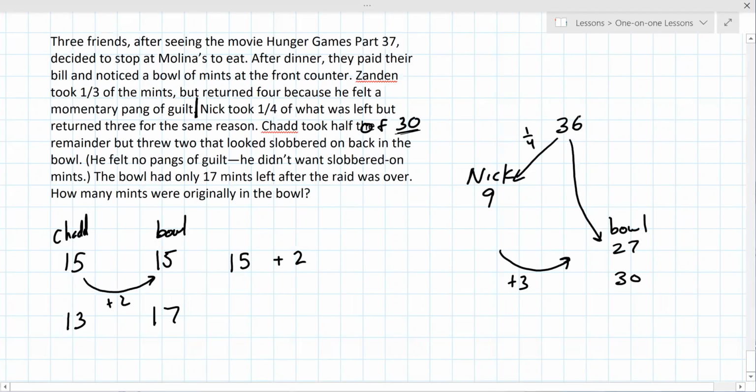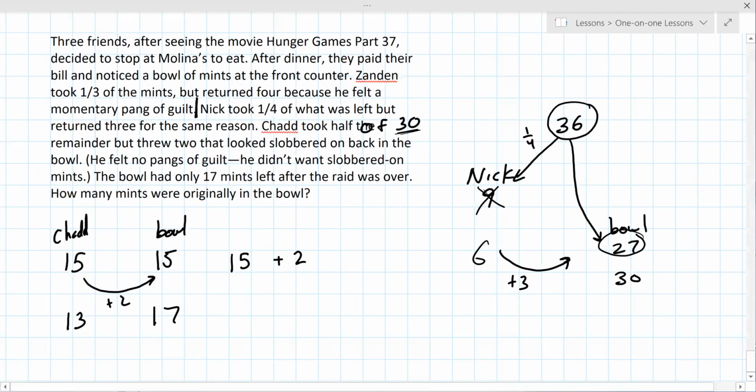So Nick took a quarter of 36. A quarter of 36 is 9. That left 27 in the bowl. Then Nick took 3 from his pile, so now he's down to 6. His 3 went into the bowl for 30. If that's not clear, we can run through it again, but we'll also get to run through it again when we start from the beginning.